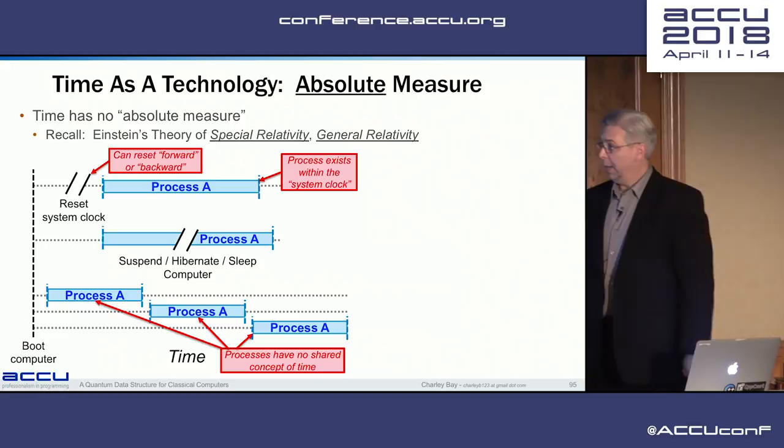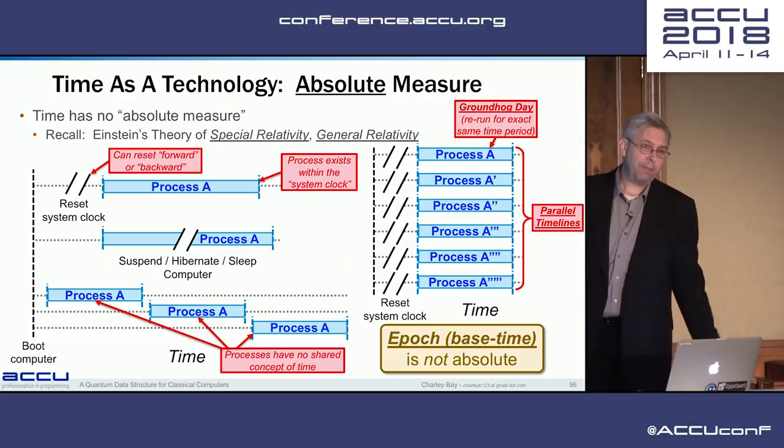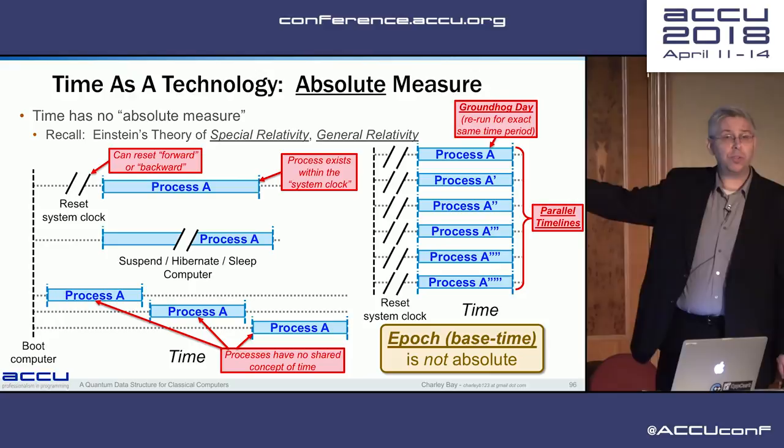And that's relativity, of course, but this epoch base time being not absolute, of course it's not absolute. We can do Groundhog Day, we can set up any epoch we want. So duration is not fixed, base time is not fixed. We are very comfortable with this. This is how our processes work. This is also how the quantum universe works.